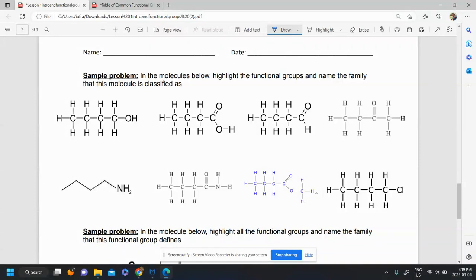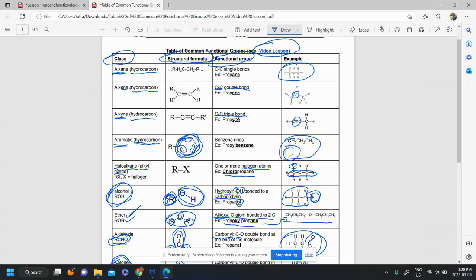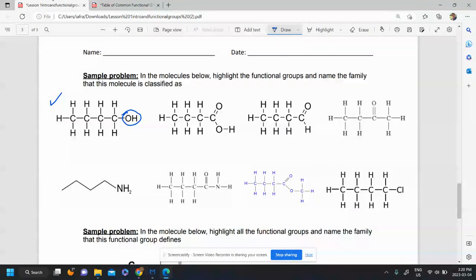So let's start with this molecule over here. As you can see, we only have an OH. So if I didn't know this off the top of my head right away, I could refer back to the functional group chart and find the OH functional group, which is right here. That's called the hydroxyl functional group, and it makes you part of the alcohol family. So this is the hydroxyl functional group, and it makes this molecule here an alcohol overall.